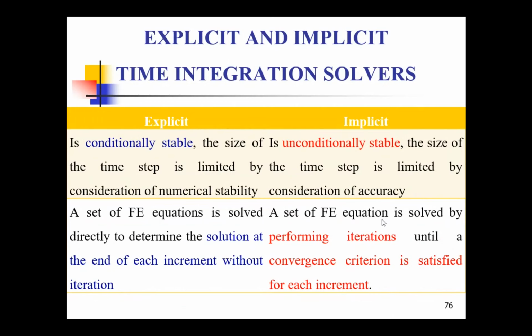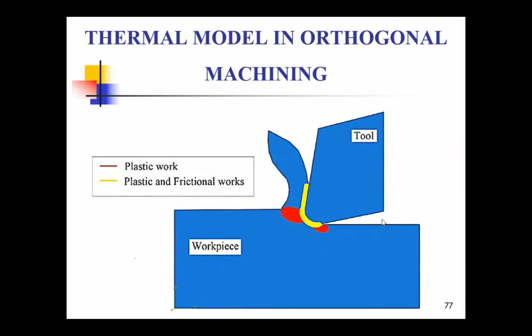So here in the case of explicit, we are going to determine the solution at the end of each iteration, each increment, without iterations. But here we have to perform iterations until a convergence is obtained. We have to perform iterations until a convergence is obtained. So we have to iterate things. So this is the thermal models.